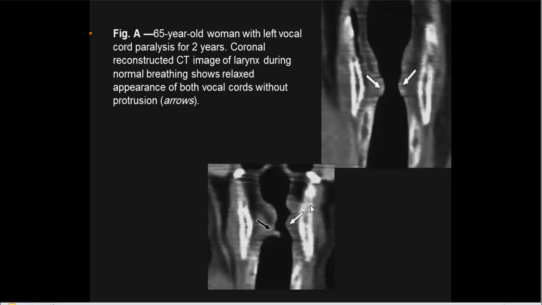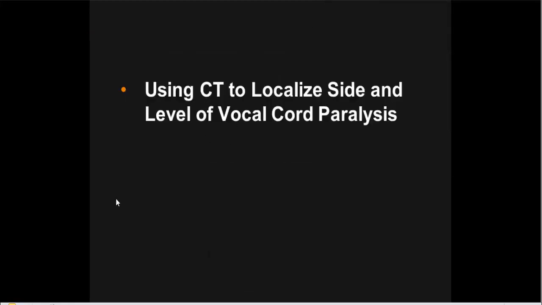As we see, there is asymmetry, which indicates left vocal cord paralysis. The tip during phonation must go medially inward like this. This does not happen, which suggests left vocal cord paralysis. This is CT coronal reconstruction during phonation.